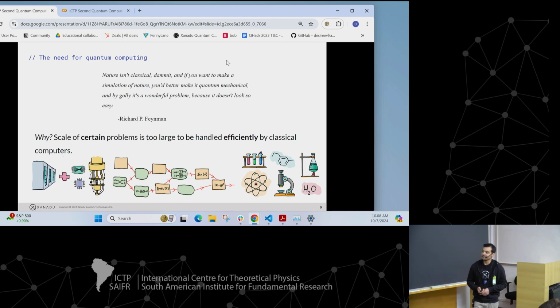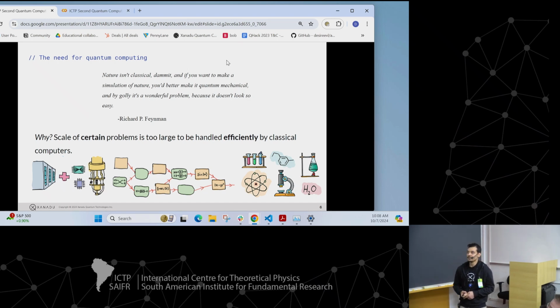The reason for that is, of course, that the scale of a lot of these problems is far too big for classical computers to simulate efficiently. And I always like to emphasize these 2 words, certain problems and efficiently, because pushing back on some of the hype that you might hear, quantum computers won't be able to solve every computational problem, nor will they be able to solve problems that classical computers in principle wouldn't be able to.